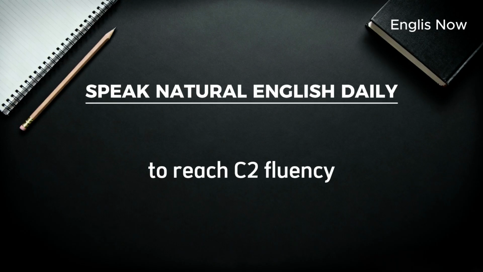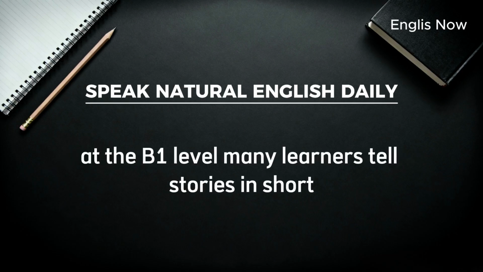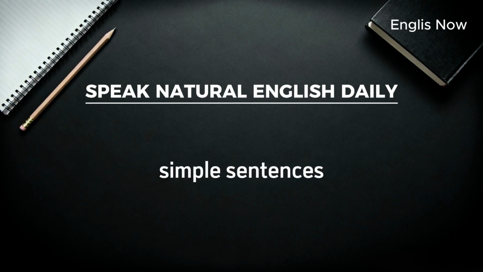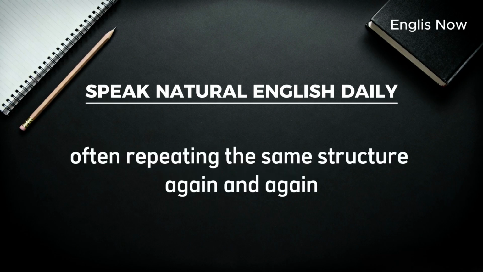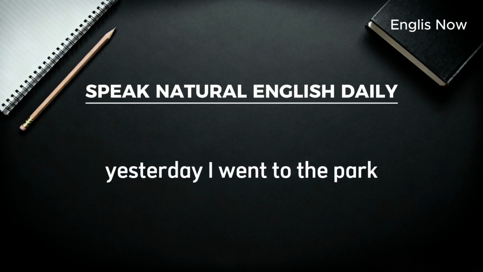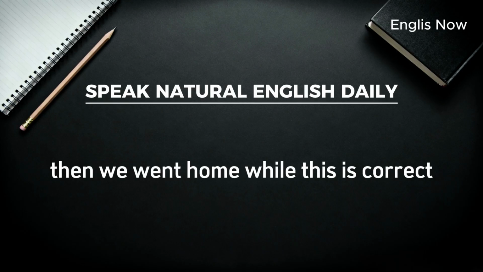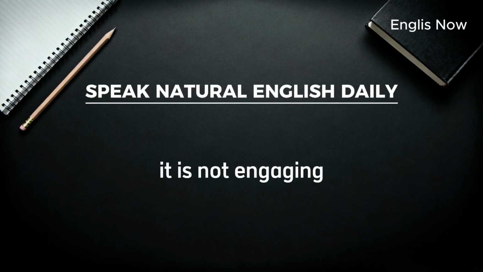To reach C2 fluency, you must also learn how to tell stories in English. At the B1 level, many learners tell stories in short, simple sentences, often repeating the same structure again and again. For example, yesterday I went to the park, I met my friend, we talked, then we went home. While this is correct, it is not engaging.